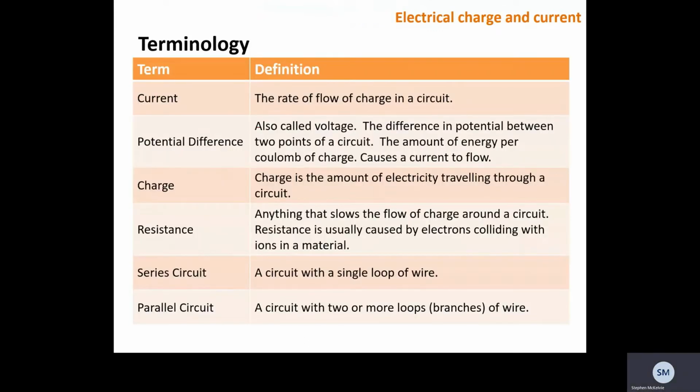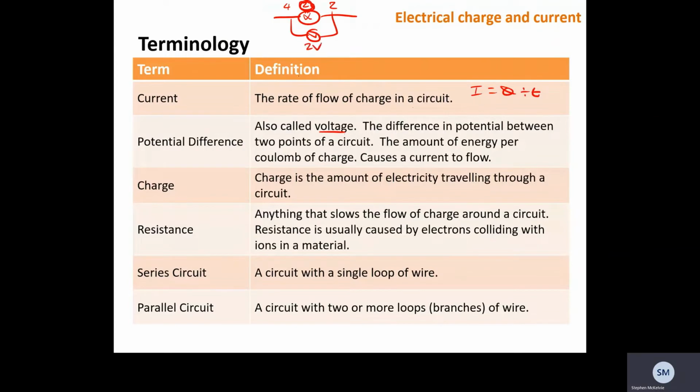Some terminology then. Current is the rate of flow of charge in a circuit. So the equation for that is I equals Q divided by T. Potential difference, also called voltage, is the difference in potential between 2 points in a circuit. So if I have got a bulb and I put a voltmeter around said bulb, and I know that there is a potential of, we're going to say 4 just for now, here and 2 there, I know that 2 bits of potential have been used by my bulb.